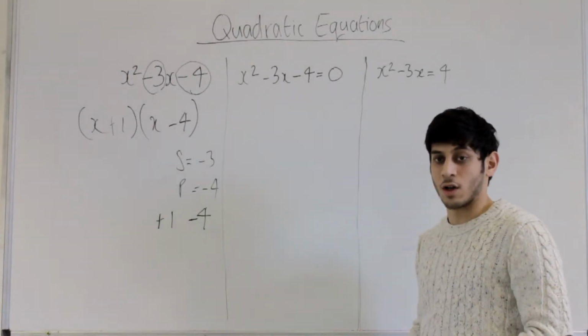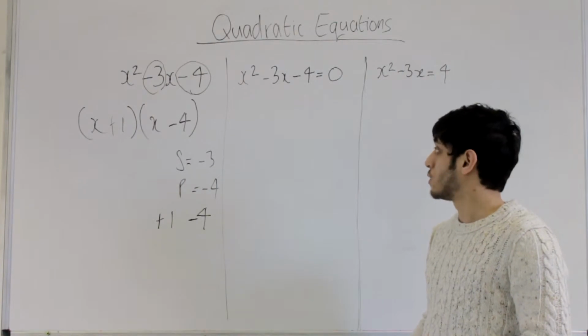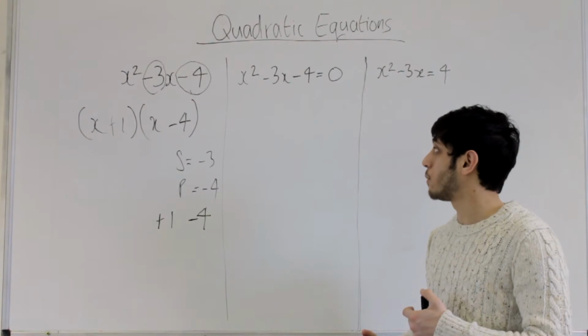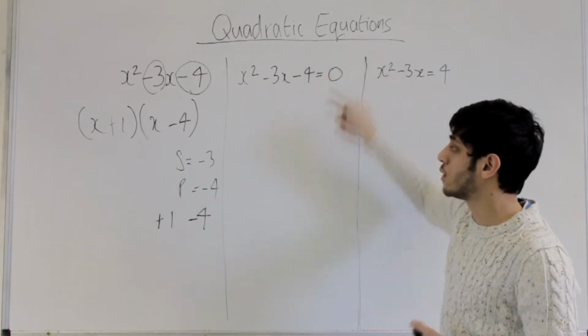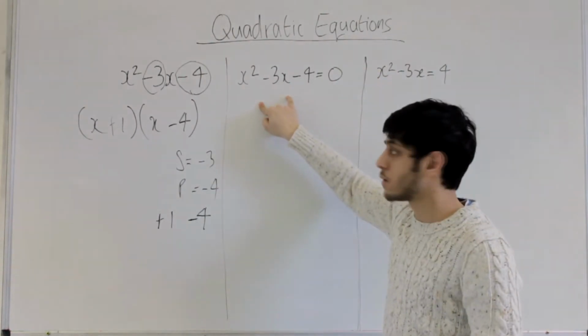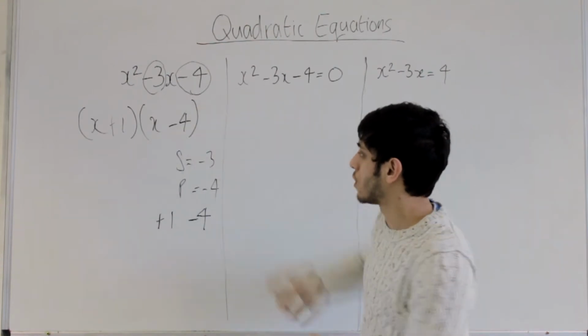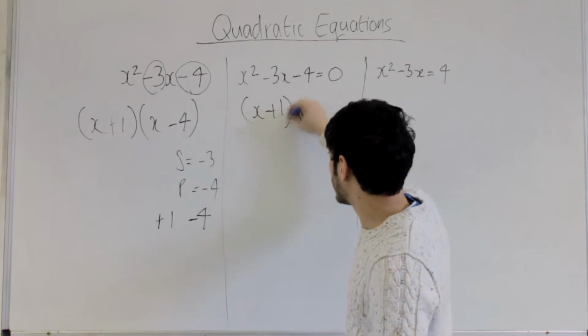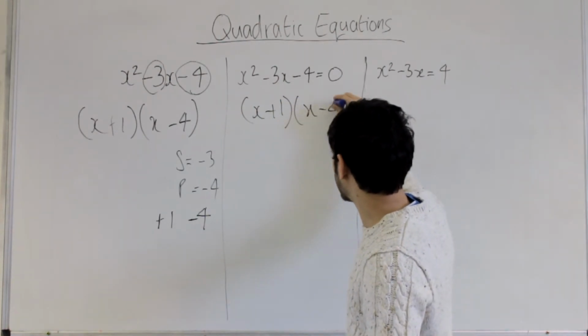This is another type of example you could get in your exam. This is just asking us to solve it, so we want to find out what our x values are because it's got the equals 0. So we know that if we factorize this, we're going to get this. So we could just write out x plus 1, x minus 4.